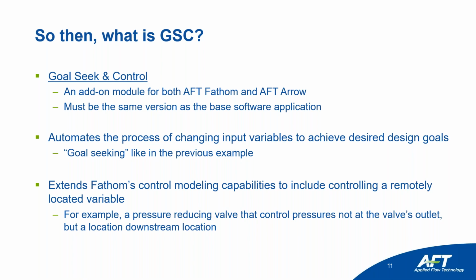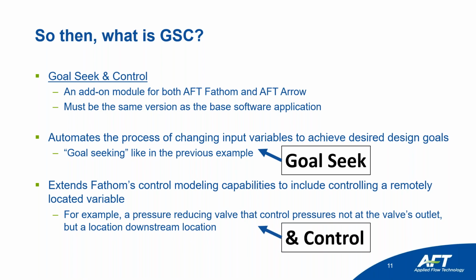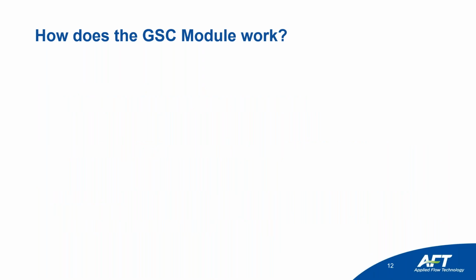What about temperature? Things like that. Again, we'll get into it. But the point is GSC automates this process, and it's just up to the user to define your goal and then to define the inputs you want to vary to get that goal. But the first part is the goal seek. The second part is the control part. See how it fits together? After a few examples, I'm sure it'll start to click a little bit more how they're related.